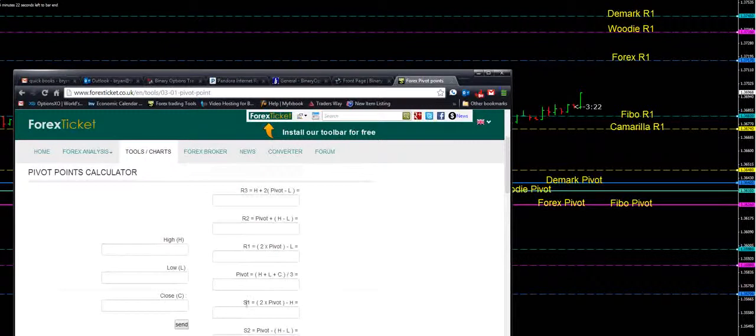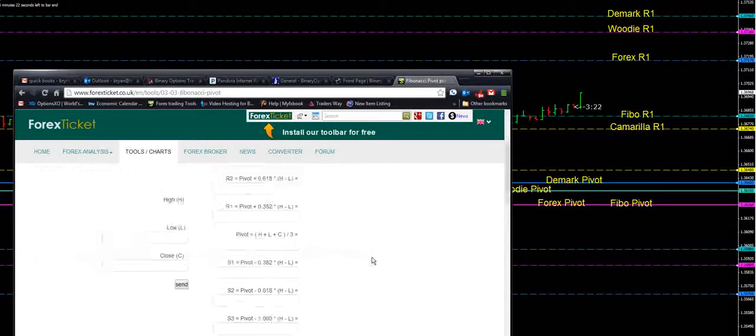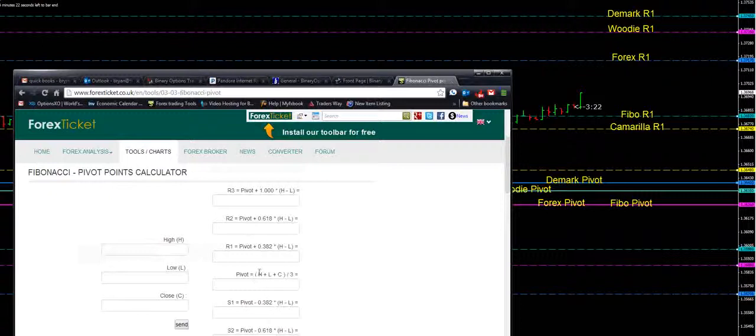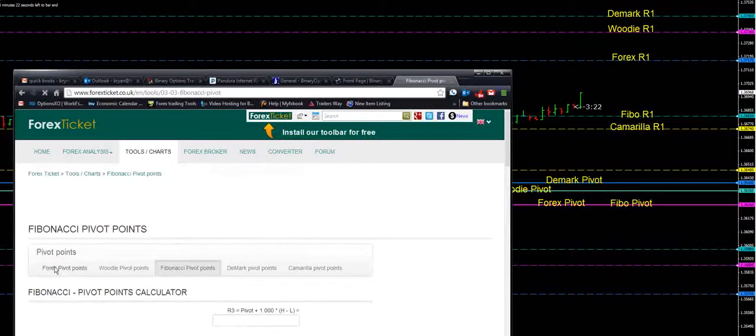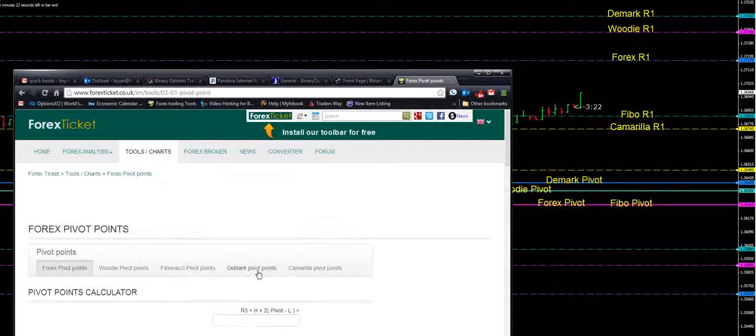So for a pivot, for instance, let's go to Fibonacci pivot points. A Fibonacci pivot point, the base pivot is high plus low plus close divided by 3. And then Fibonacci starts using Fibonacci ratios. That's why they differ from Forex pivot points. A Forex pivot point uses the pivot as the formula. So R1 equals 2 times the pivot point, and the original pivot point was figured out the same way as the Fibonacci.